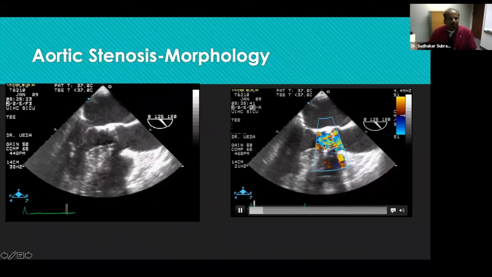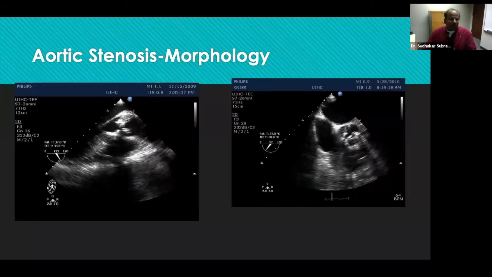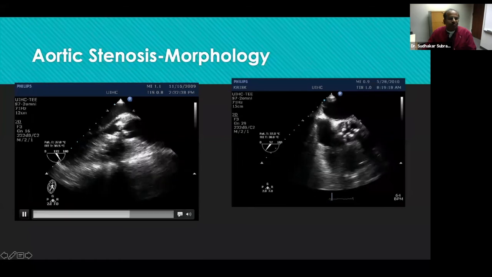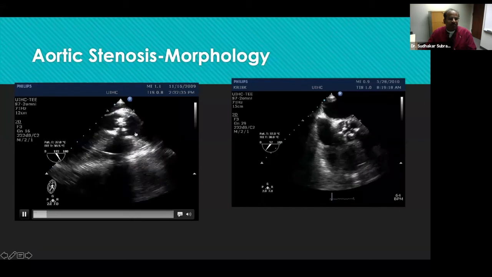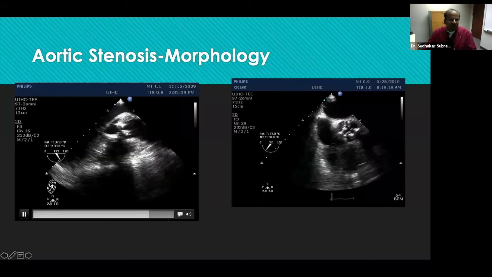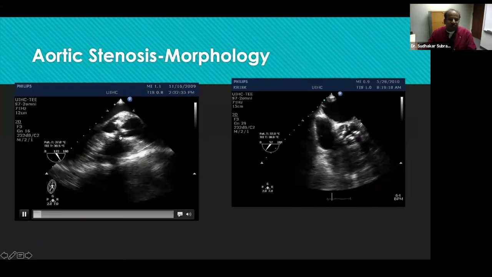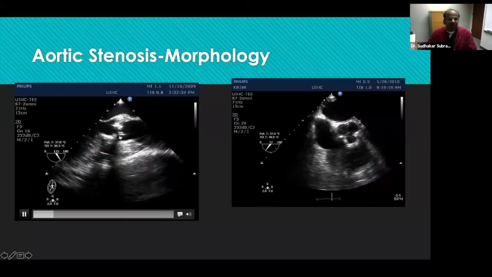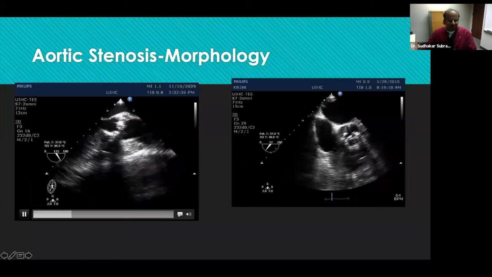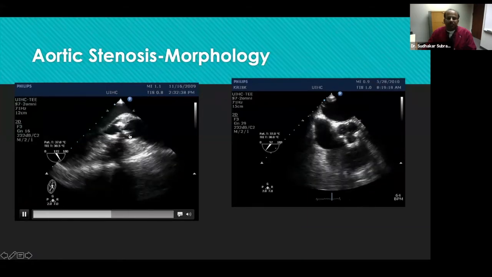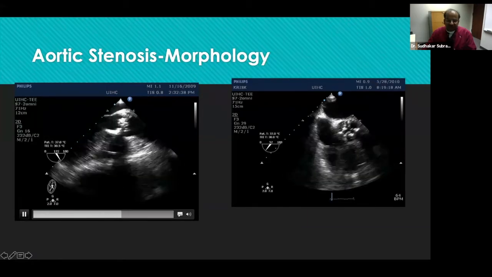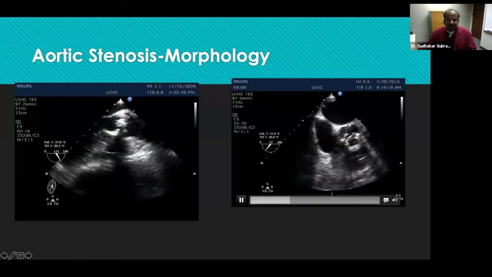So again, when you look at this more closely, these are some of the different forms of the valves where it's very hard to delineate whether this individual has more than one cusp. The unicuspid valve is a very rare variant contributing to aortic stenosis. This is a classical tri-leaflet valve with significant calcifications and pretty limited movement.